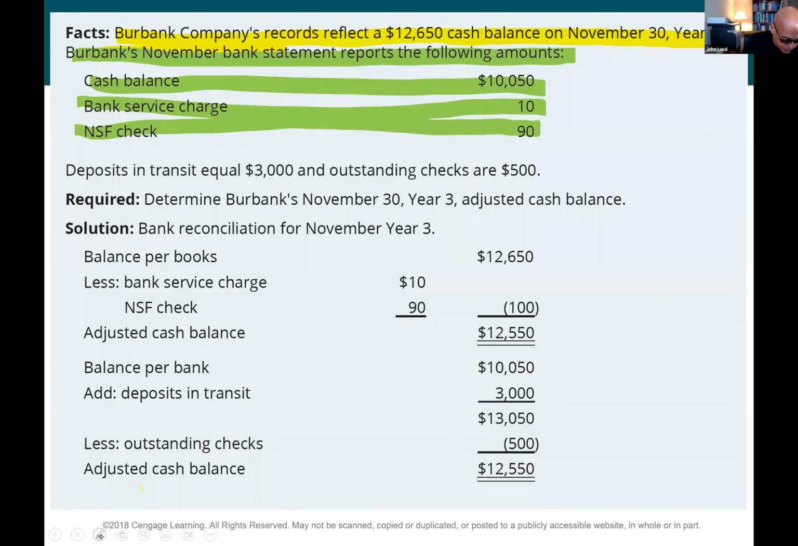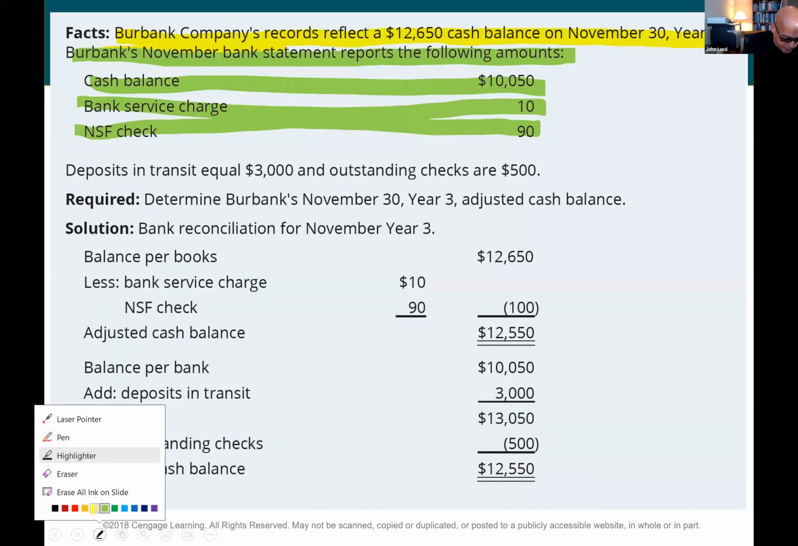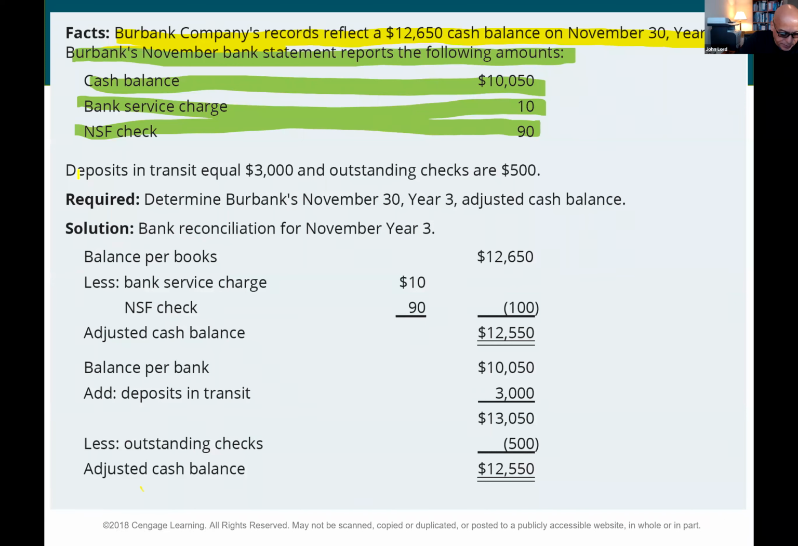Then I'm going to go back to yellow here because that's the company. The company says that there is a deposit in transit of $3,000, and there are outstanding checks of $500. So we want to reconcile these two cash balances. The bank is saying $10.50. The company is saying $12,650. What's going on? Okay, so we start to look at the balance per the company's records.